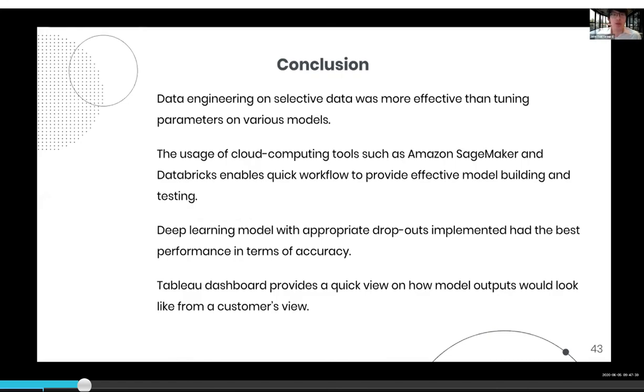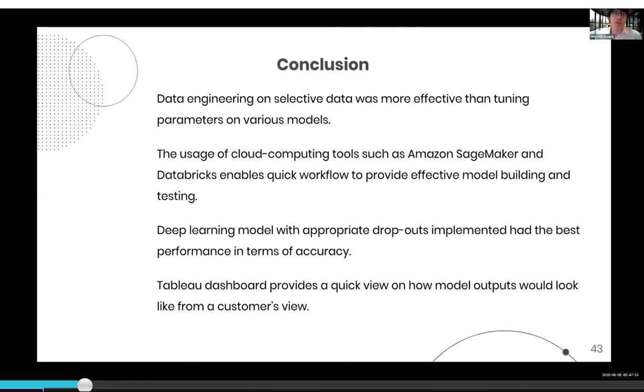And our end model, what we saw is that our deep learning model with the appropriate dropouts, like I just mentioned, actually has the best performance in terms of overall accuracy in comparison to the matrix factorization that JH explained.